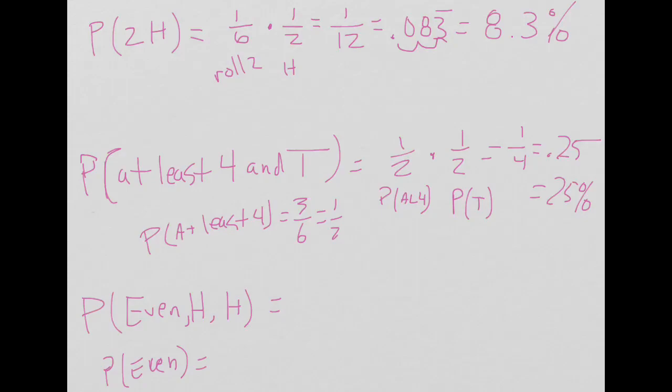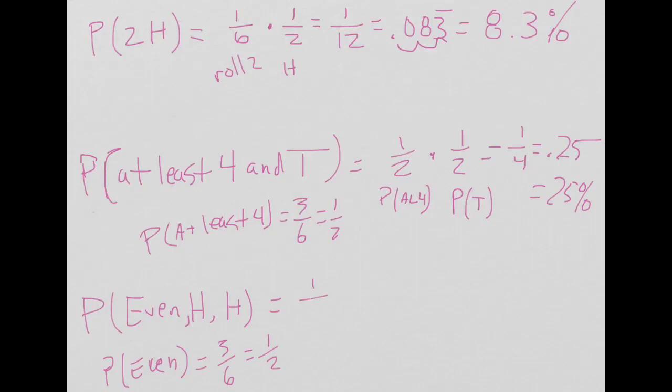Anyways, probability of getting an even number when you roll a die. Well, you could get a 2, you could get a 4, or you could get a 6. Again, same as that last one, we're going to have 3 out of a total 6 possible ways to do that. So again, we get a 1/2 probability.